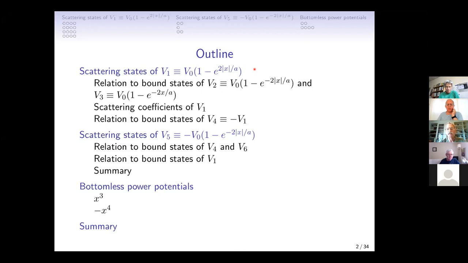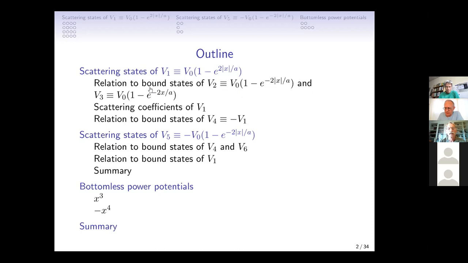Then you can spell out all these relationships. In fact, you can go on and get all kinds of relationships between these different potentials. Some are barriers, some are wells, some are bottomless, and that's kind of interesting. Bottomless potentials are kind of really weird.